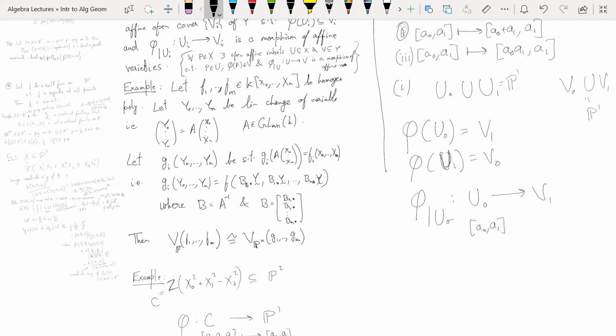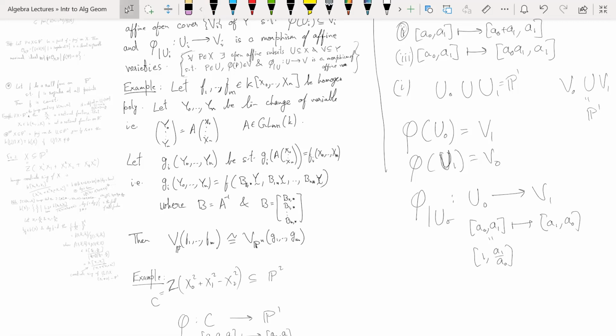What is the map? It sends (A0, A1) to (A1, A0). But I want to really think of U0 as an affine line. How do I think of U0 as an affine line? A0 is non-zero, so the way to think of it is (1, A1 over A0). This point is the same as this point in the projective space, and then I can think of U0 as an affine line. It's just any element of k; depending on what A1 is, it can become any element of k.